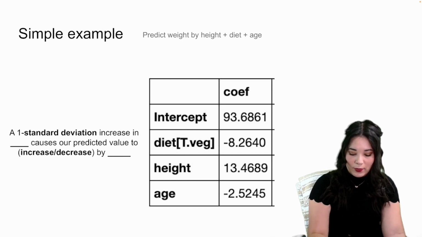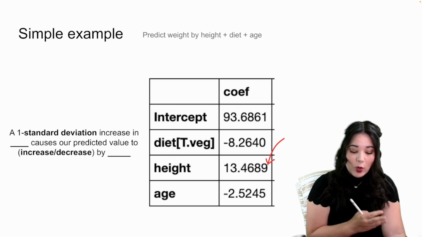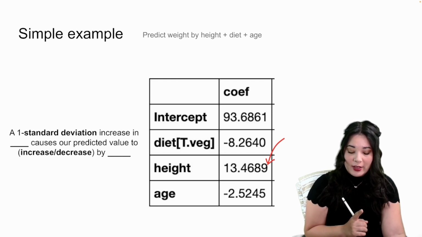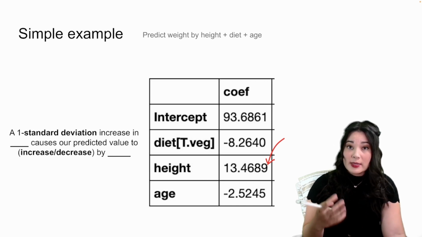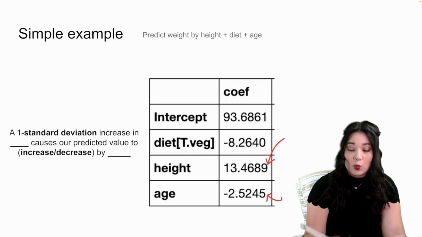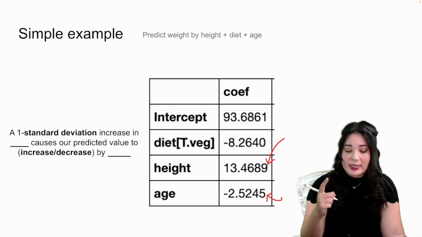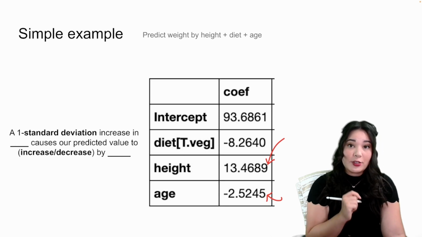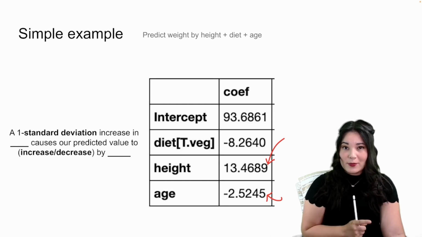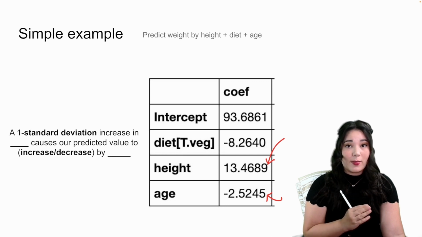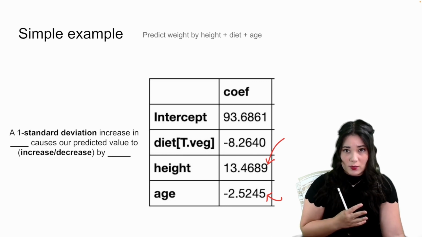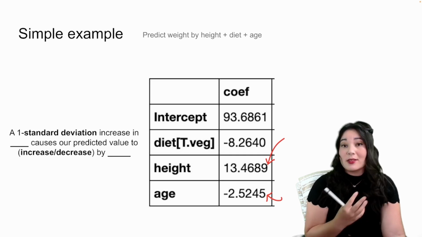So, for example, for height, we would say that a 1 standard deviation increase in height causes our predicted value to increase by 13.4 pounds. Similarly, for age, we would say that a 1 standard deviation increase in age causes our predicted value to decrease by 2.5 pounds. Now that both of these are z-scored, we can more accurately compare their effects. For instance, here we would say height plays a much larger role in predicting weight than age does.